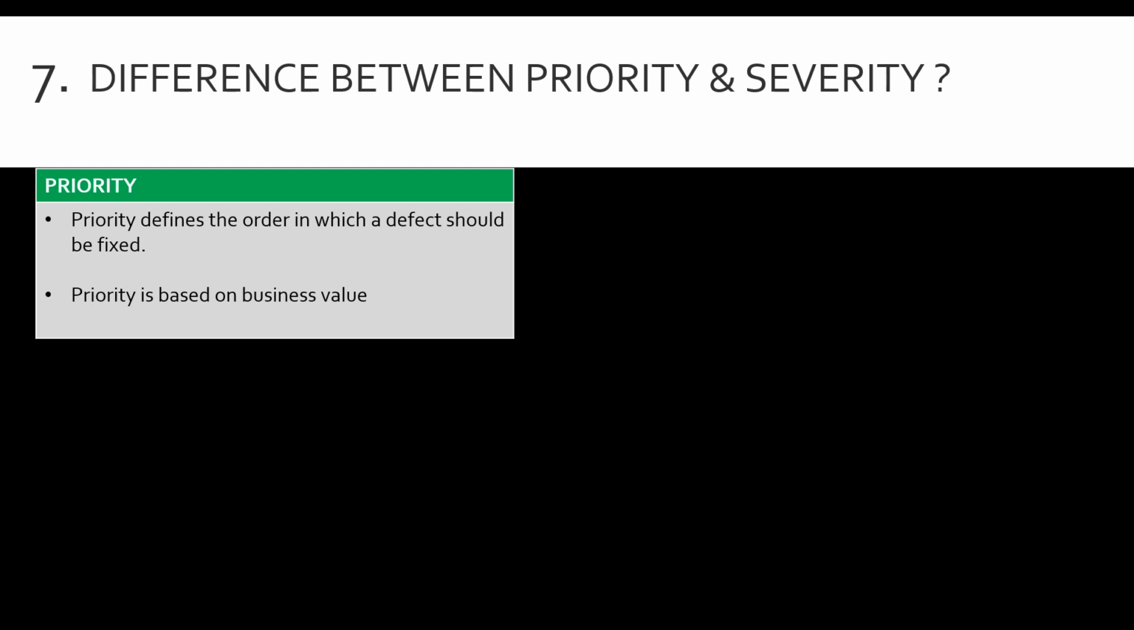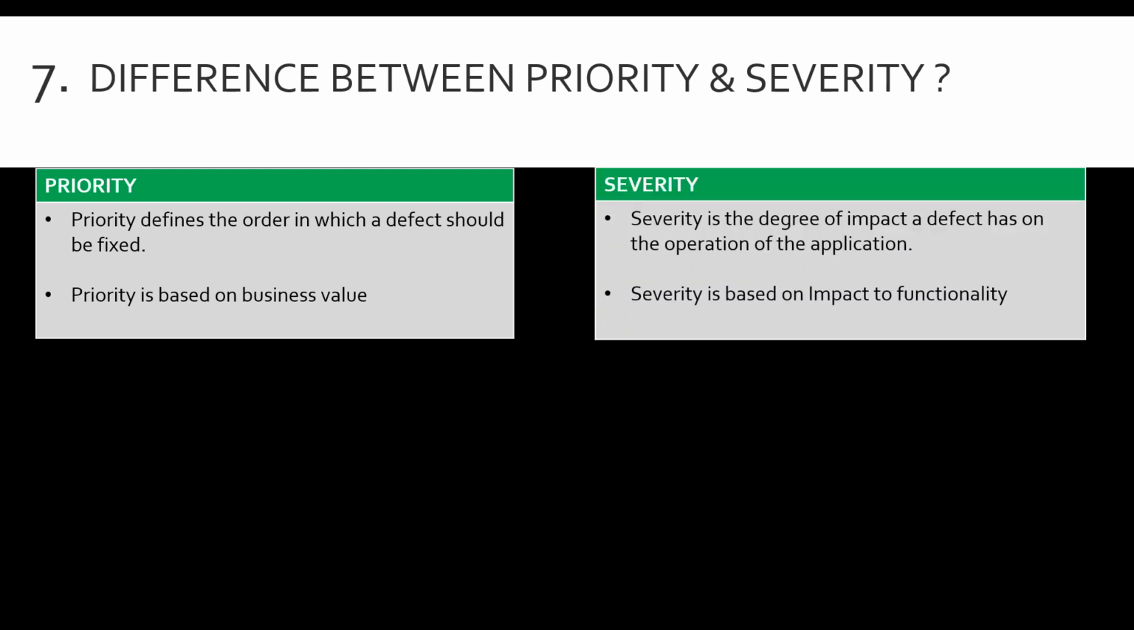Severity. So severity is the degree of impact a defect has on the operation of the application. So this is the functionality's impact. So if a key functionality doesn't work, the severity is very high, and severity is based on the impact to functionality. So priority and severity are two different things, and they may look the same, but they're two different things.